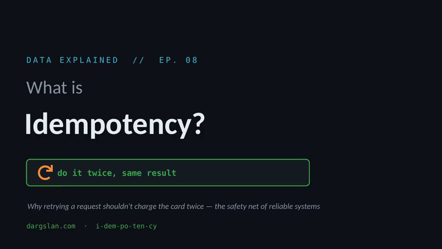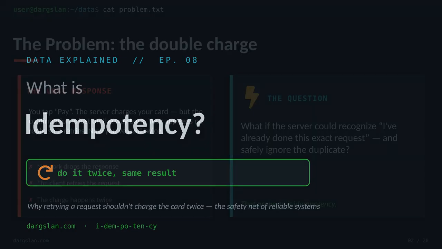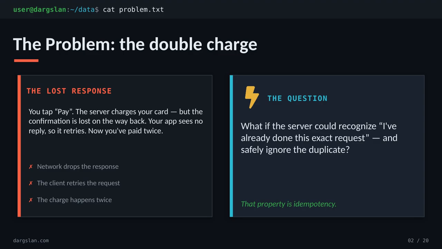Today, we're unpacking idempotency, the quiet little principle that makes sure doing something twice gives you the exact same result as doing it once. It's the safety net behind almost every reliable system you use. So let's slow down and look at what actually goes wrong.